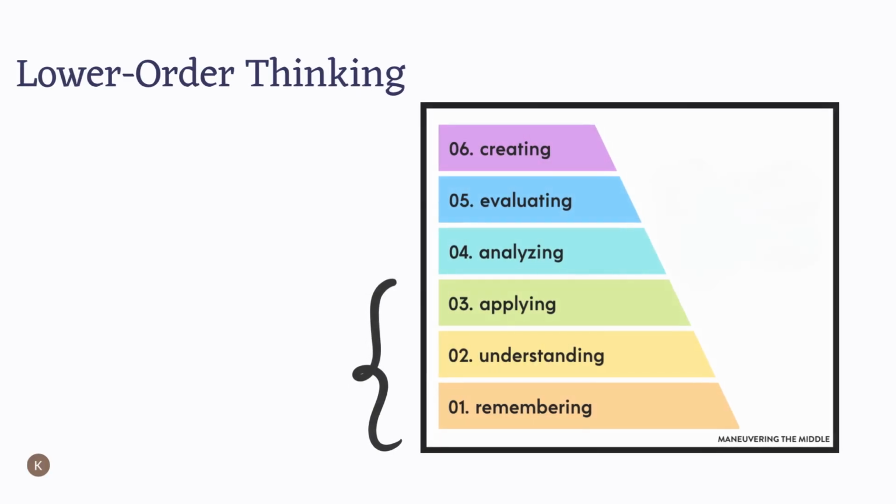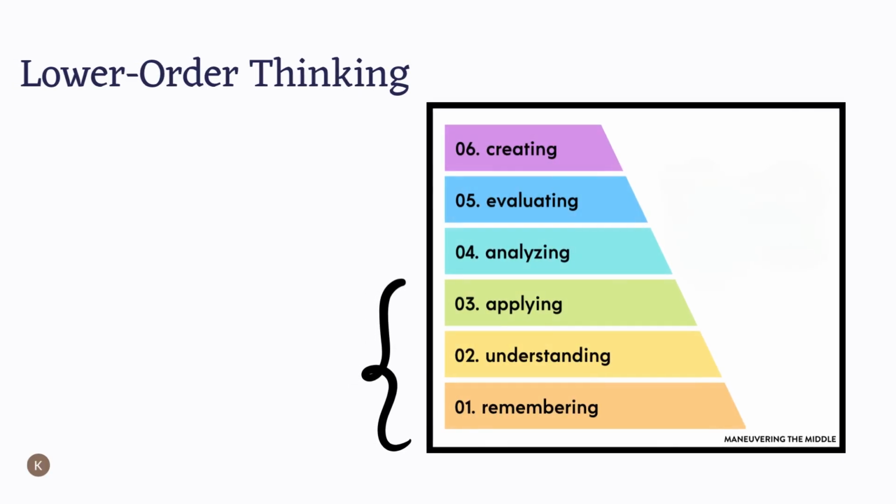At the base of the taxonomy are the lower order thinking skills, which include remembering, understanding, and applying. These skills focus on the ability to recall facts, understand concepts, and describe ideas. For example, in the remembering and understanding levels, students might be asked to memorize a list of historical dates or explain the main idea of a text. These foundational skills are important because they establish a base for further learning.